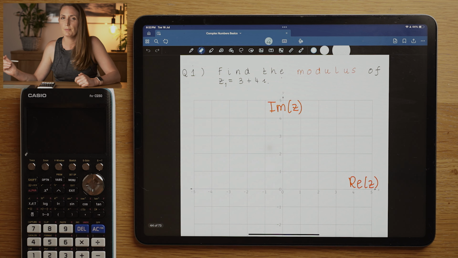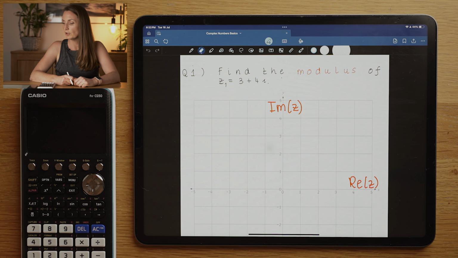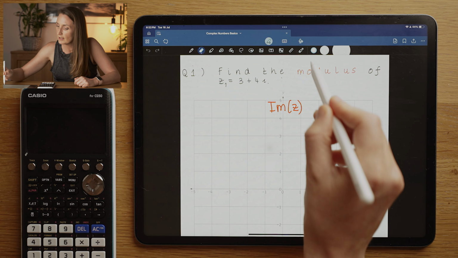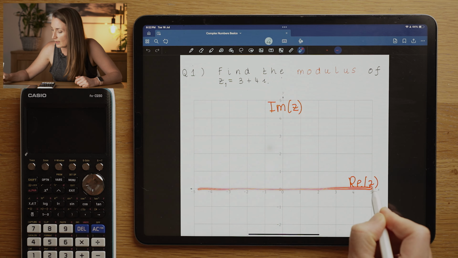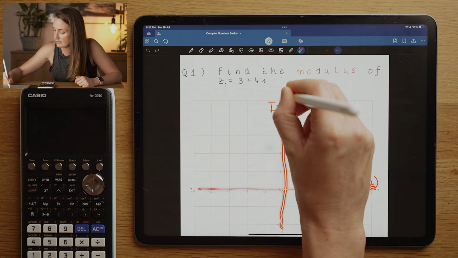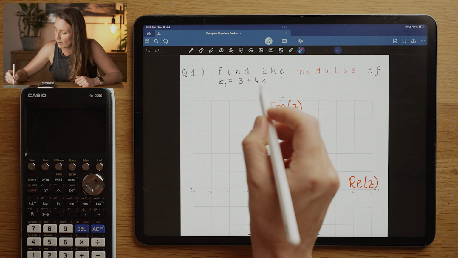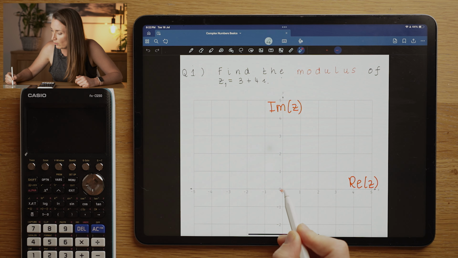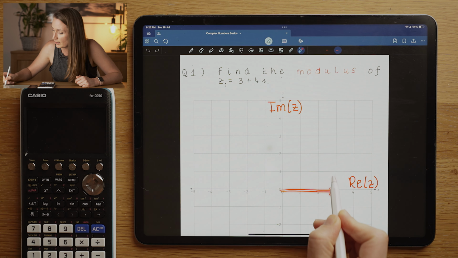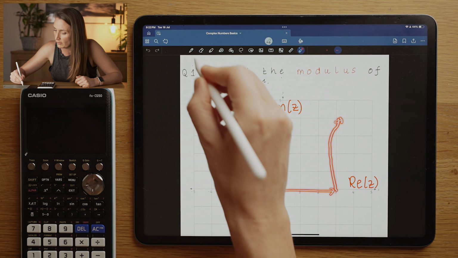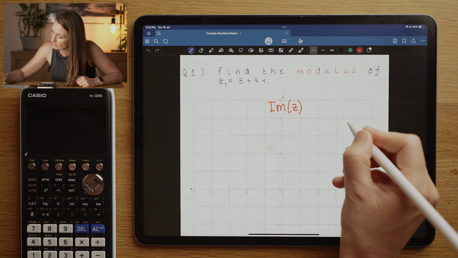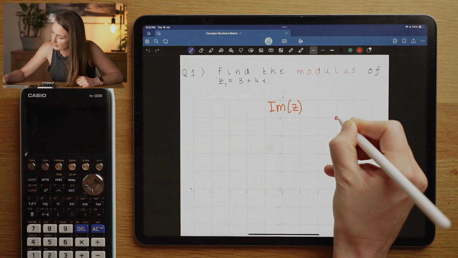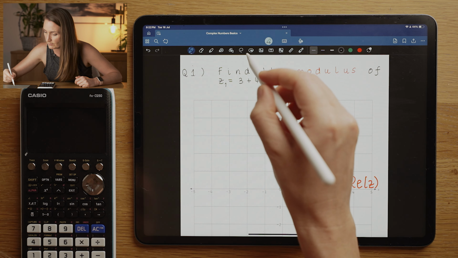I'm going to start by putting this on an Argand diagram for you with the real axis here and the imaginary axis here. So if you remember, our number was 3 add 4i. That means we're going to go along the real axis by 3 and up by 4 on the imaginary axis. So this number would appear here on the coordinate axis system.